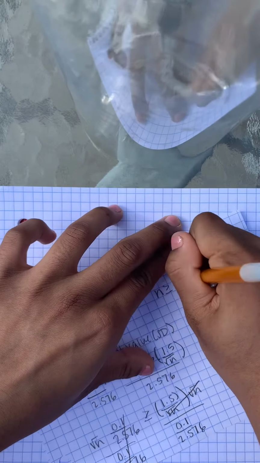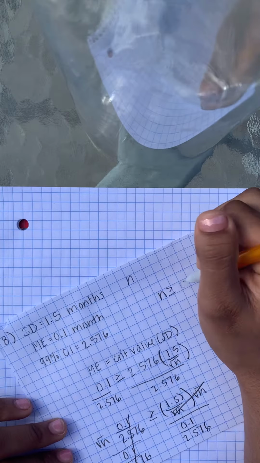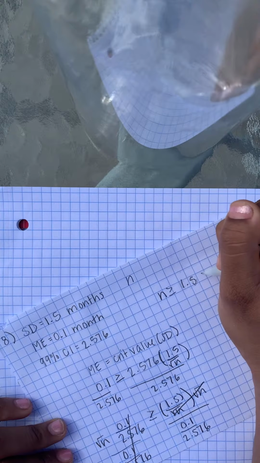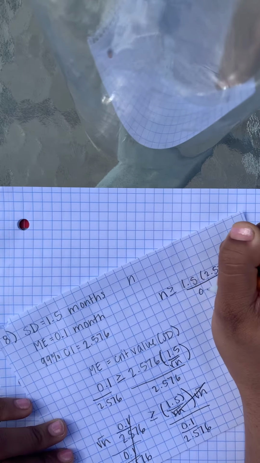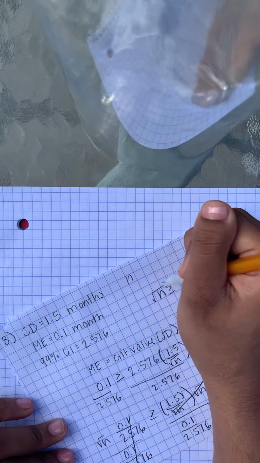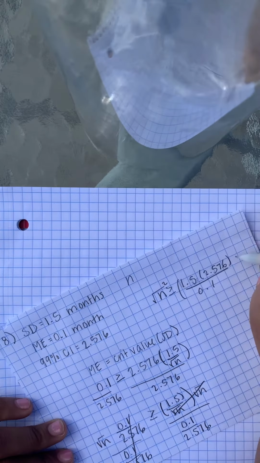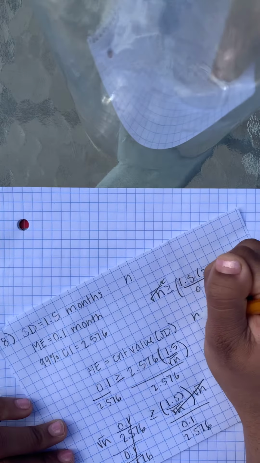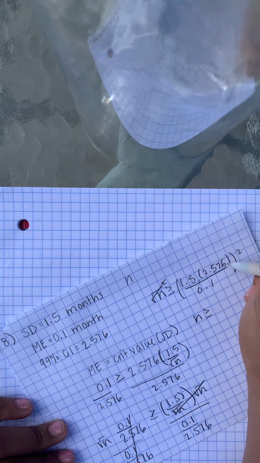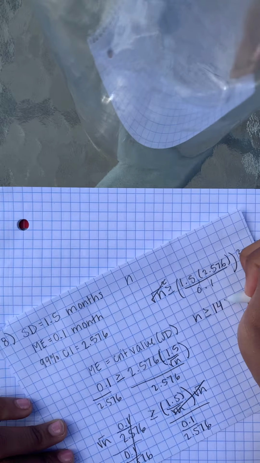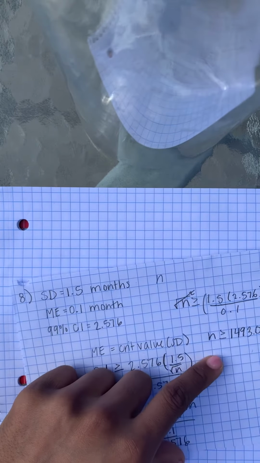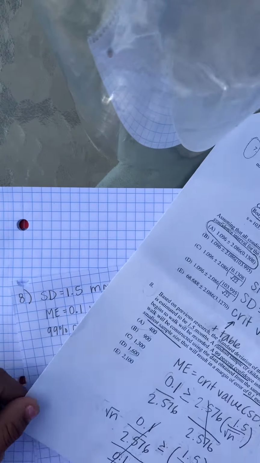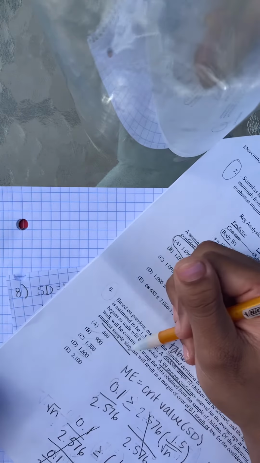Oh, whoops, not 0.1. 1.5 times 2.576 all over 0.1, and then this is still under the square root. To get rid of that, we can just square both sides. And then this goes away. We get n is greater than or equal to, if you put this whole thing in the calculator, you get 1493.05. Okay, so that's our value for n. N has to be greater than or equal to that. And the question is asking for the smallest sample size for this margin of error.